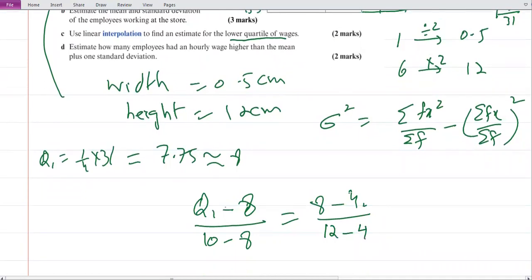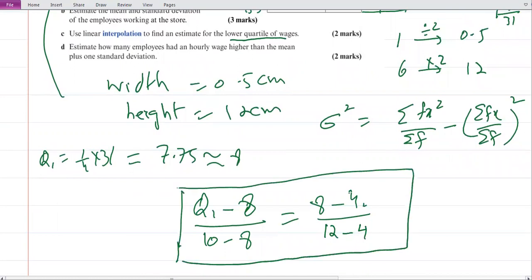Remember this rule or not? Interpolation question is always in the exam, keep in mind. So you should have the practice for that. Okay. So you will complete it. Find the value of Q1.